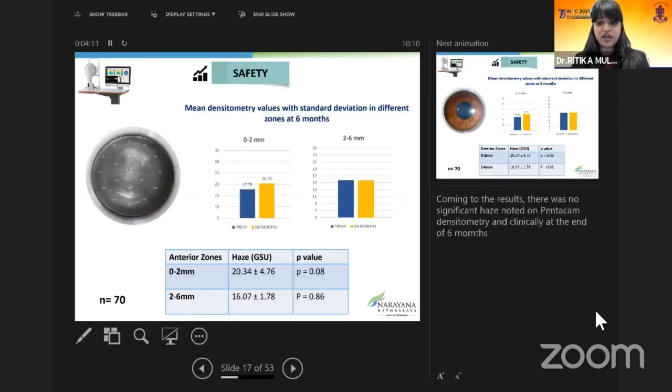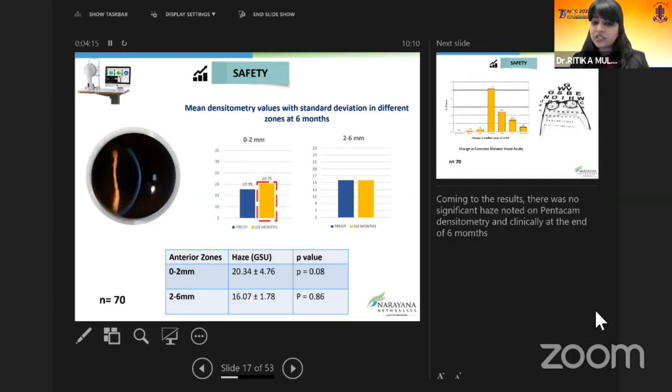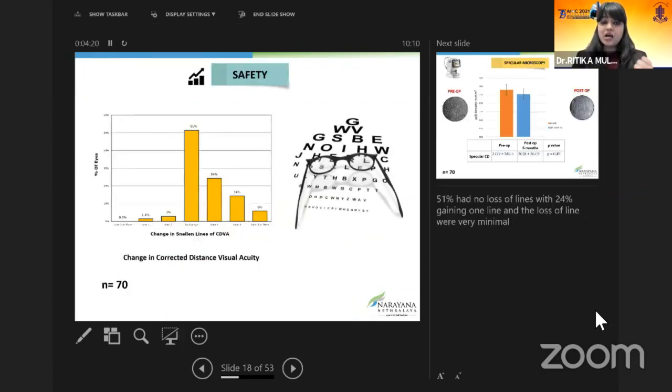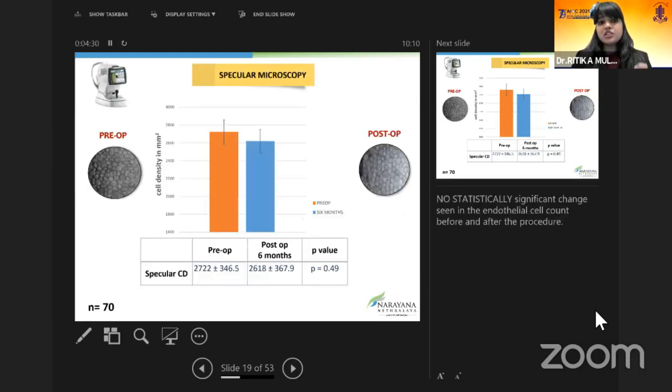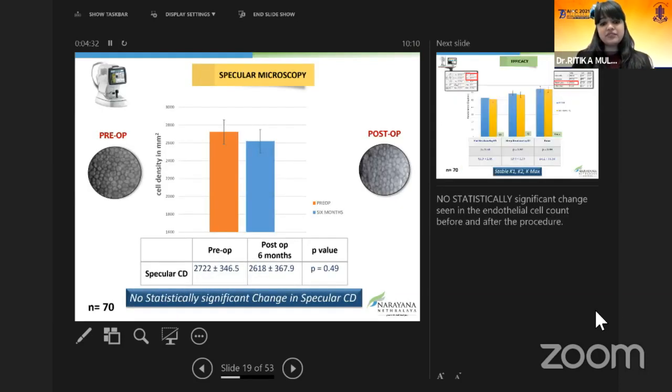Coming to the results on the safety profile, there was no significant haze noted either on the Pentacam densitometry map or clinically at the end of 6 months. Our patients had very good safety. 51% had no loss of lines, 24% gained 1 line, 14% gained 2 lines, and a very minimal percentage had a loss of lines. On specular counts, there was no statistically significant change in the specular cell count, so the endothelium was also remaining undamaged.